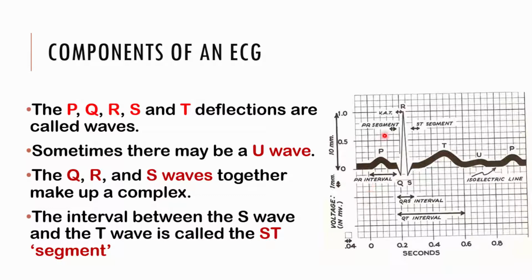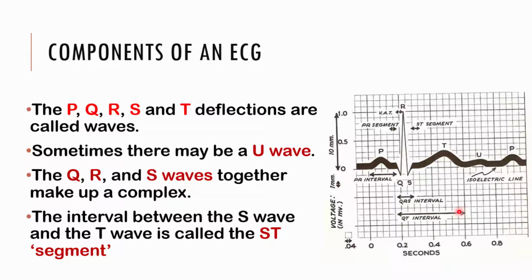Then you also have a PR segment, which is from the end of the P wave to the beginning of the Q wave. You have a QRS interval, like I told you, which consists of the entire QRS complex. You have an ST segment, which is from the end of the QRS complex to the beginning of the T wave. This should be at an isoelectric line, so it should be neither positive nor negative. Then you have a QT interval, which simply shows you ventricular activity, from the start of the Q wave to the end of the T wave.